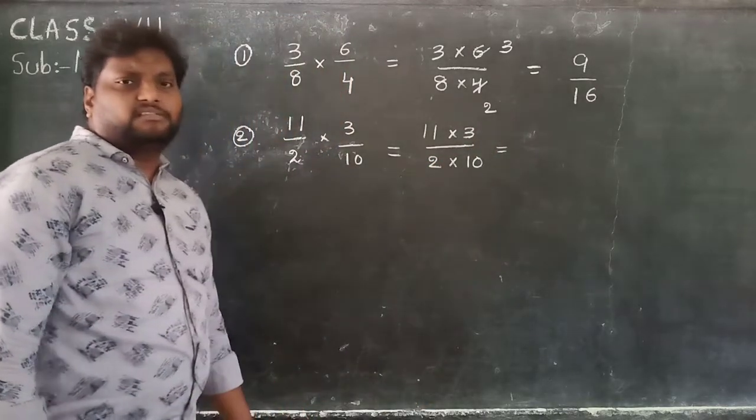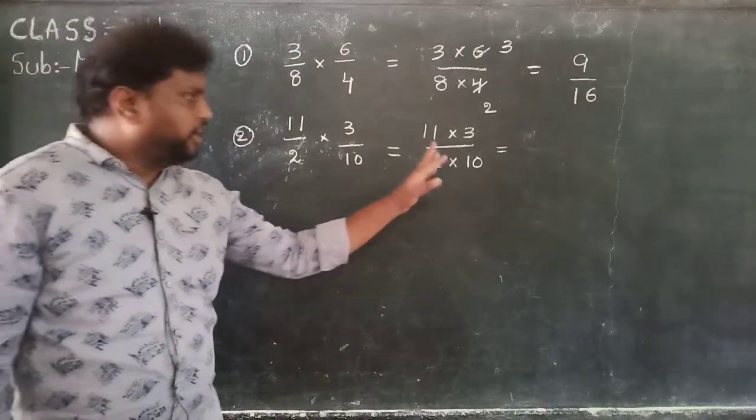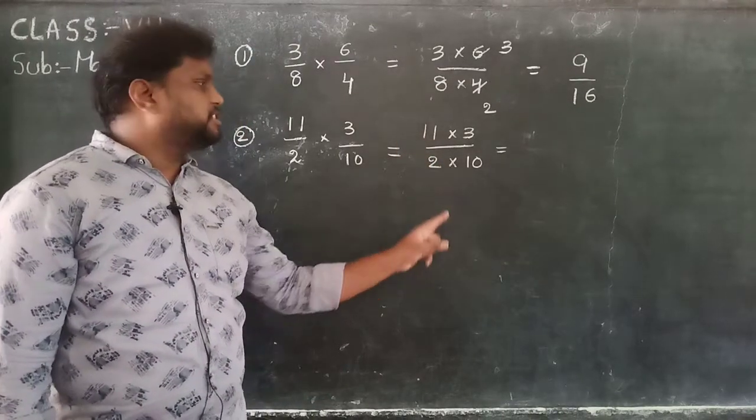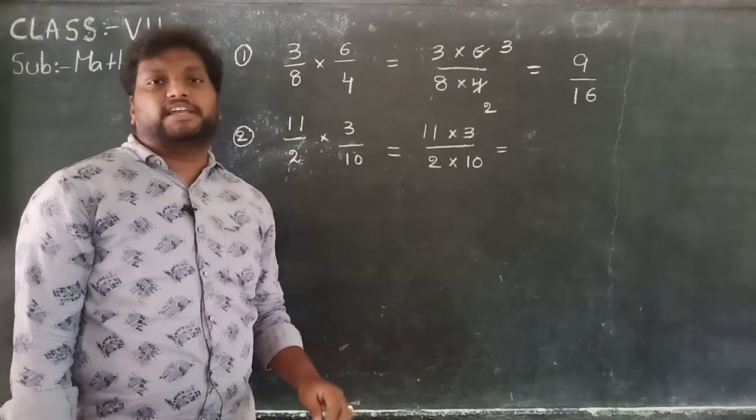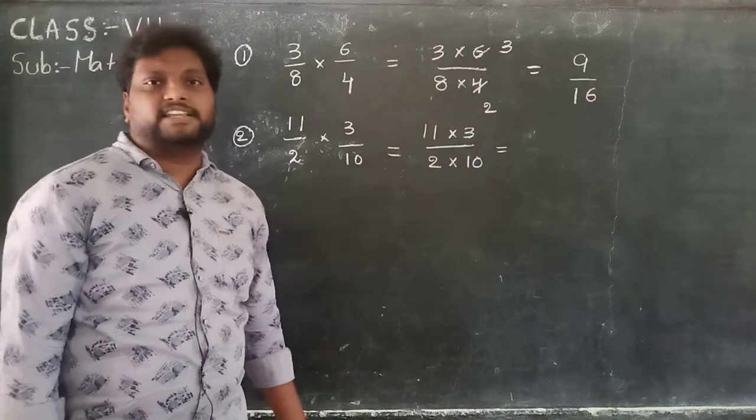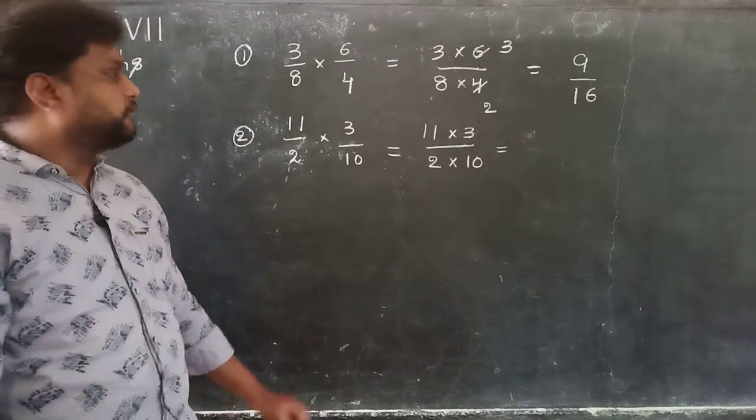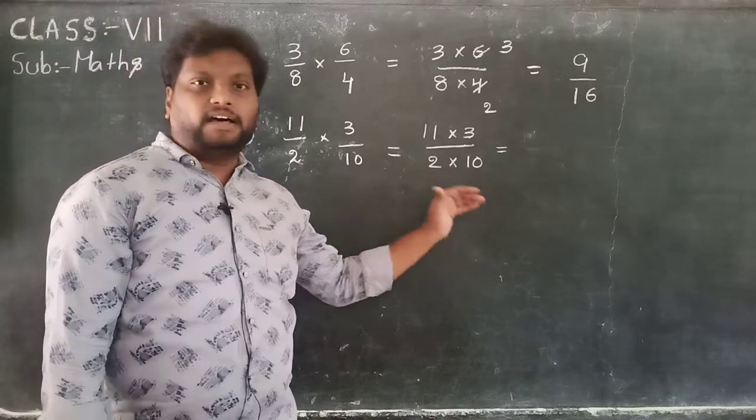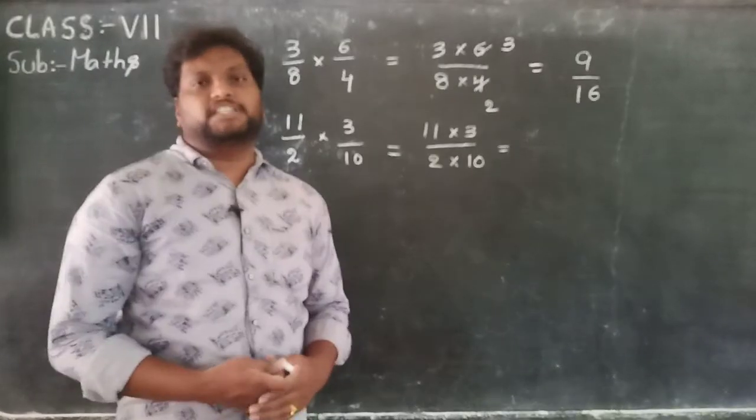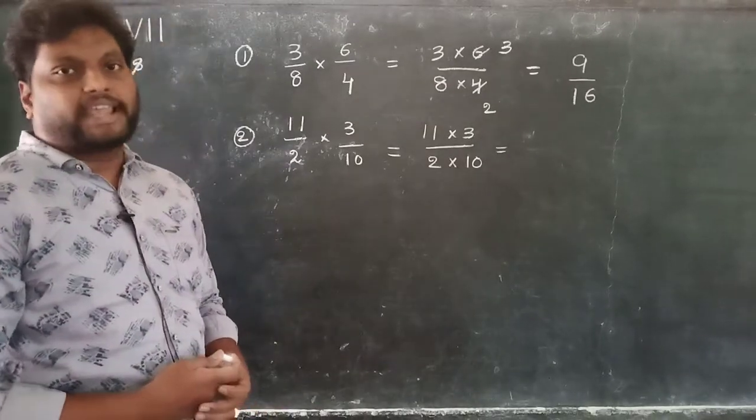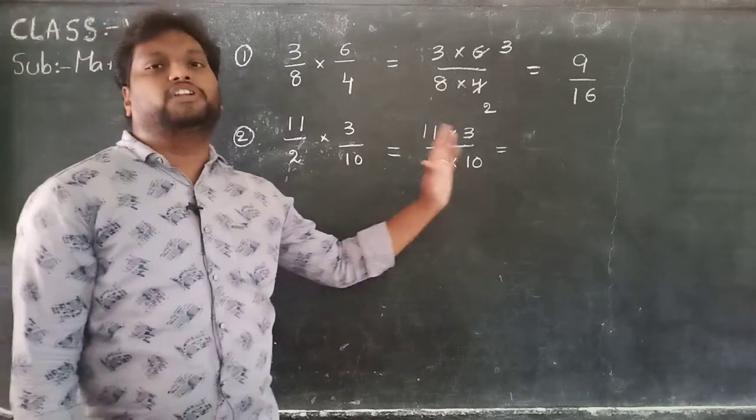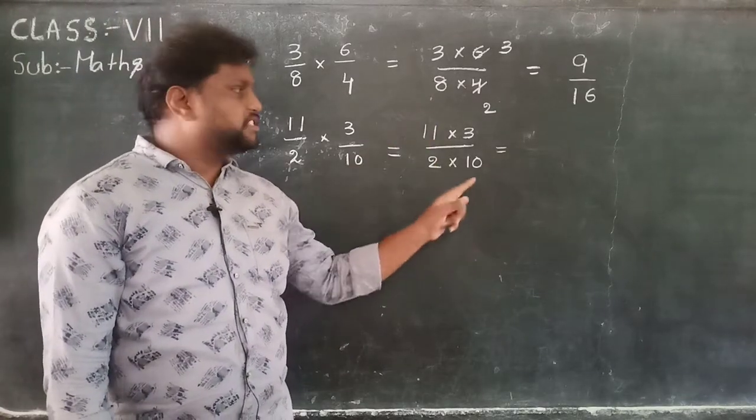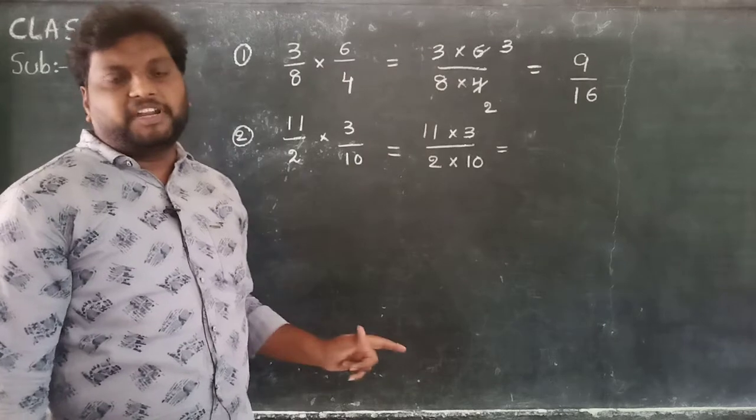Maximum members will make one mistake. What is the mistake? They think 2 1 jar, 2 5 jar is 10, so cancellation between 2 and 10 is possible. But don't do it like that. Why? Because 2 and 10 are both in the denominator position. That's why don't do cancellation between denominator and denominator. Cancellation is always possible between numerator and denominator.